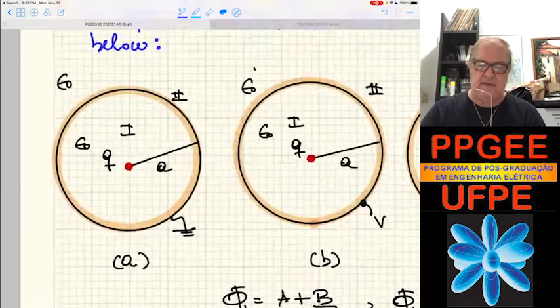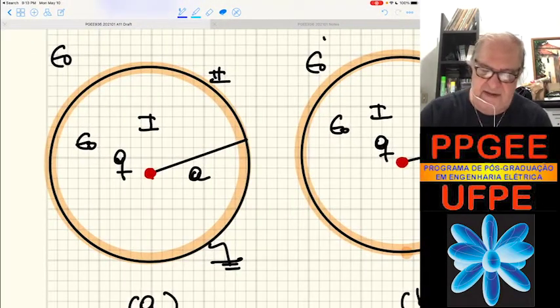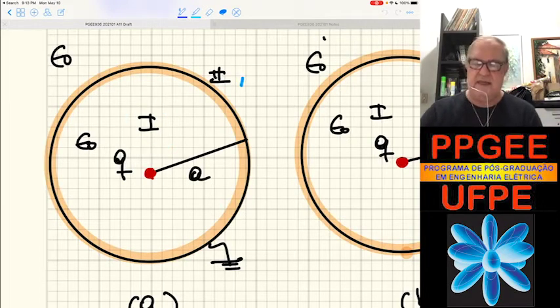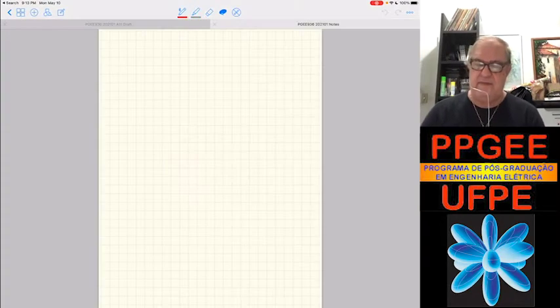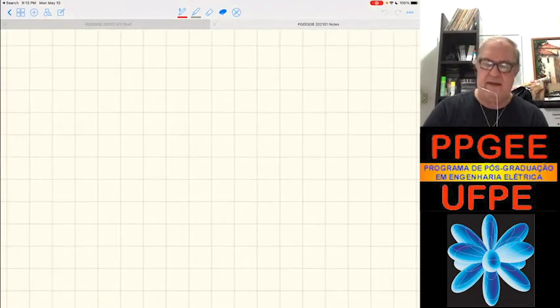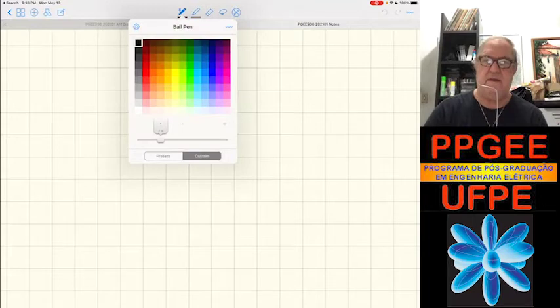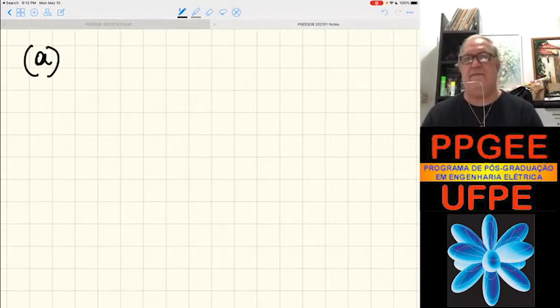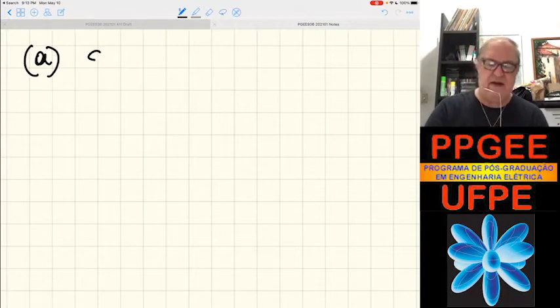Okay. Let's look at this problem here. We are going to classify two separate regions. Inside is region 1, outside is region 2. Okay. So the first problem, let's call it problem A, right? We have, you know what I mean? You have spherical symmetry, correct?